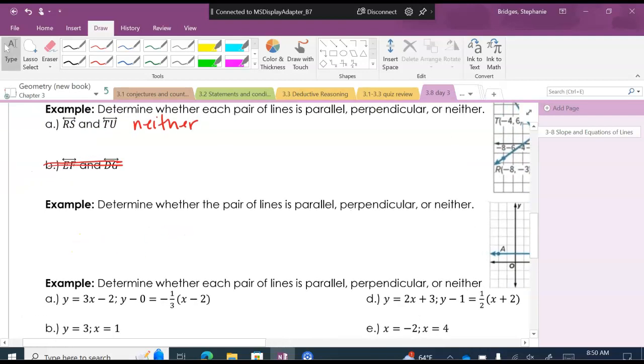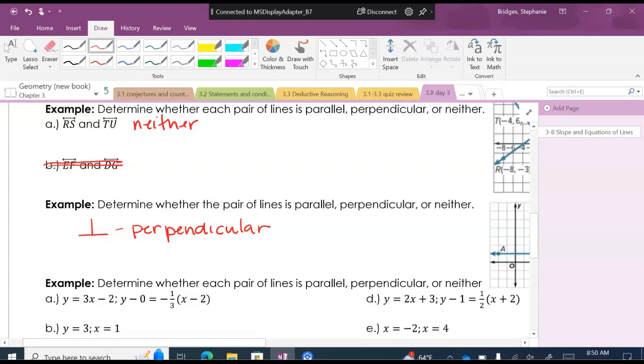Do you guys remember what I told you the symbol for perpendicular was? Upside down T. That means perpendicular. So if you would like to use that instead of writing the word, you can. Okay, upside down T means perpendicular. Anybody have any questions so far? All right. Let's look at A on the next examples.